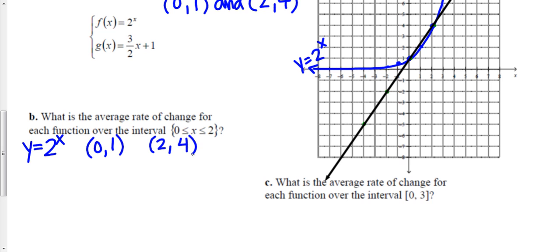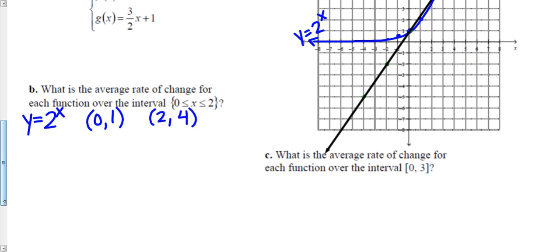Okay? And so what we'll do is write down change of y over the change of x. I'm going to do 4 minus 1. I said 1, but started writing a 3. We'll fix that, make that a 1. My brain is working faster than I'm writing. And then for my change of x, it is 2 minus 0.